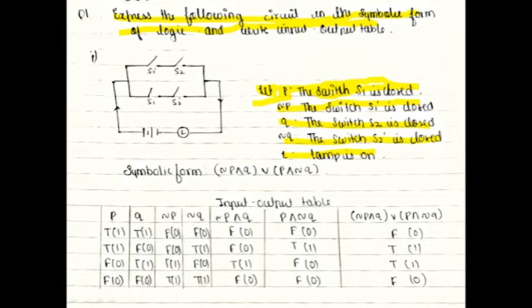So in symbolic form, see here S1 dash and S2 are in series, and this is connected in parallel. So P and negation of Q. This is the input table. Earlier I have told you that to simplify this circuit we have to first draw the table, simplify all. For this we have to find negation of Q and negation of P and Q.